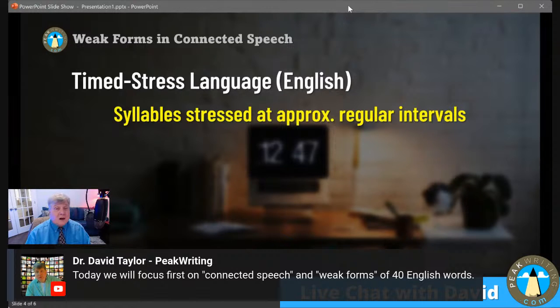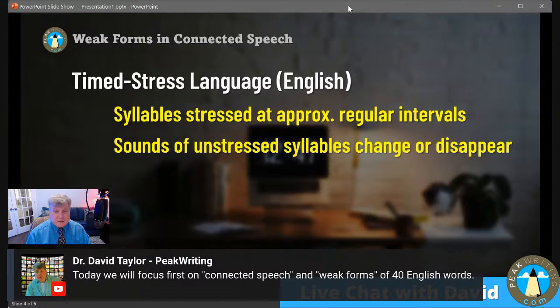Now, not every language in the world is a timed stress language. Some are timed syllable languages in which each syllable is enunciated at a regular pace. And these are often the Romance languages, especially. So in English, we do need to deal with syllables that change substantially because English is a timed stress language. They change and they also, unfortunately, disappear.